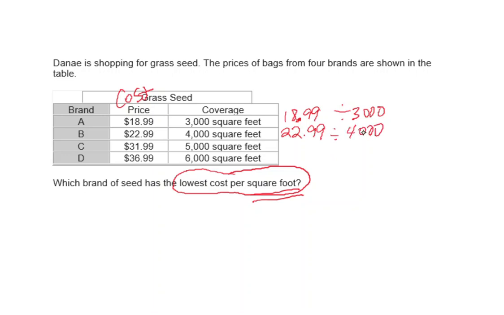So yes, it covers more square feet, but it costs a little bit more. How do I know which one's better? Well, once I divide, I get the cost per square foot, and the lowest one would be the best deal. So divide cost by the number of square feet for each brand. Then you can compare and see which one is the lowest cost per square foot, and that would be your best deal.